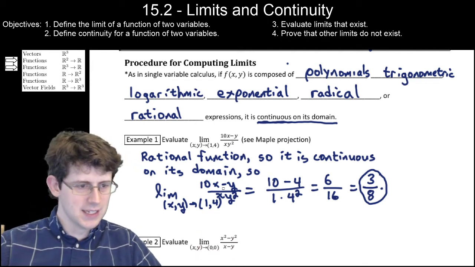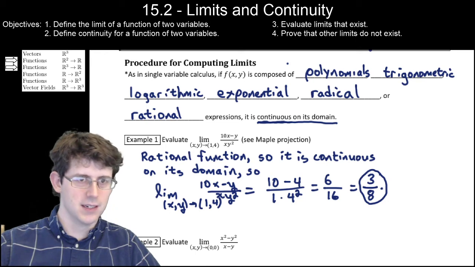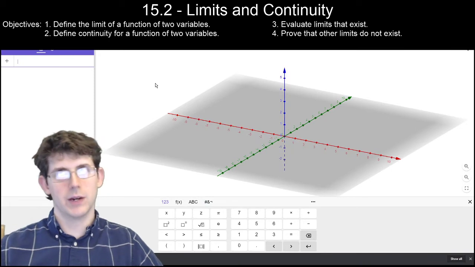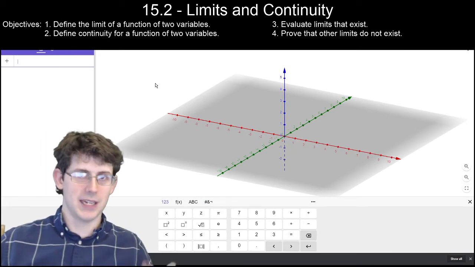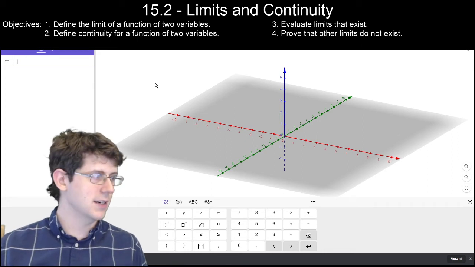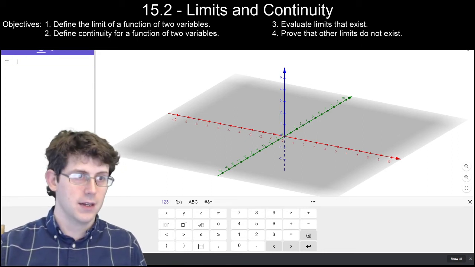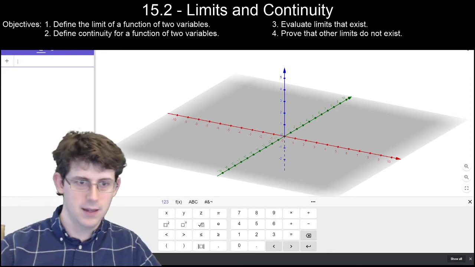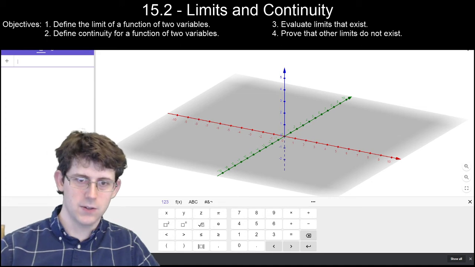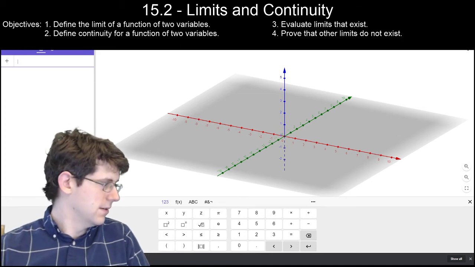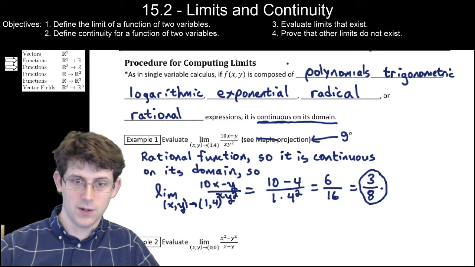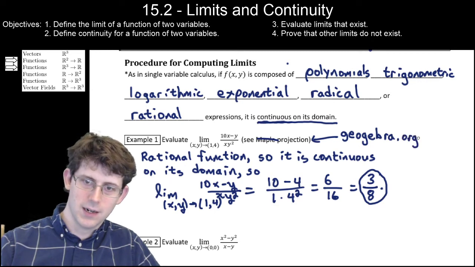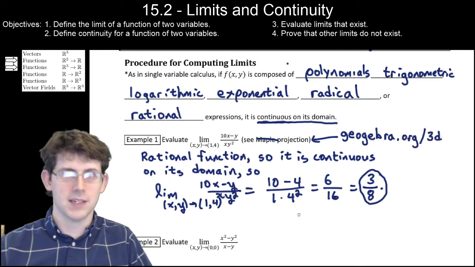I want to get some pictures of these. Let's see if I can get a picture of this in GeoGebra. We'll use Desmos when we're graphing single variable functions. Desmos is the best online graphing calculator for that situation. Here, I'm going to use GeoGebra. You go to geogebra.org/3D. I'm just going to write the link here, which is a little awkward, but geogebra.org/3D is good for this.